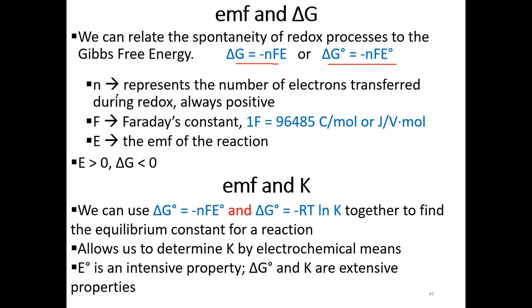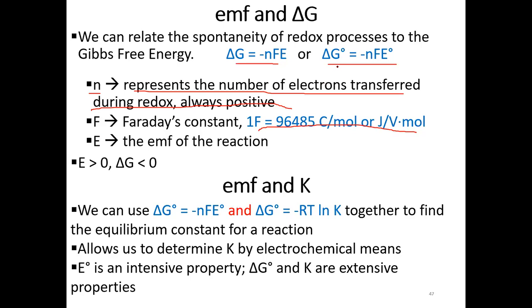Okay, so we already know that n represents the number of electrons transferred during the redox reaction, always positive. Okay, nFE, where F is Faraday's constant. This is a constant that should be provided to you. The number is already here. Then E, the EMF of the reaction. So in order to calculate the Gibbs free energy, we need to first calculate the EMF of the reaction.